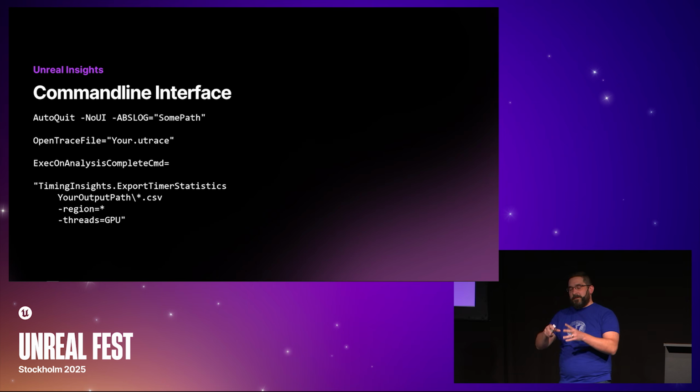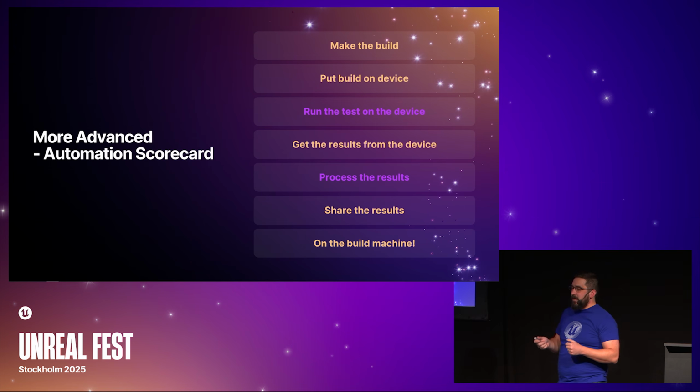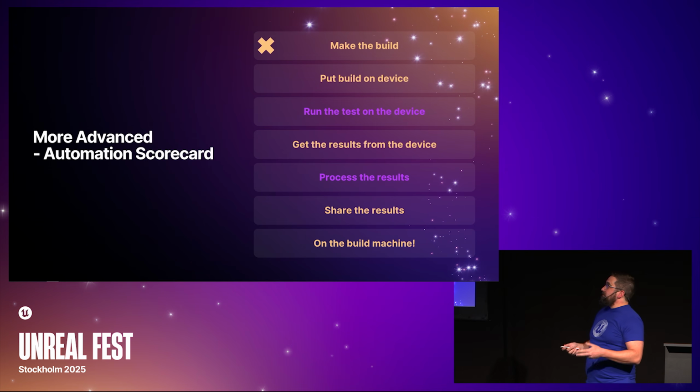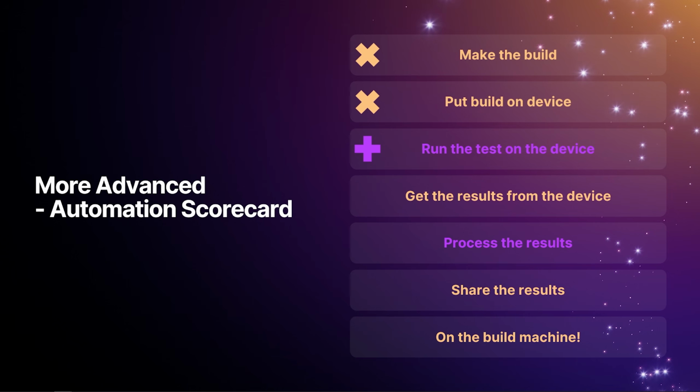Really handy. And then we can scope that to the GPU thread. So because I'm a tech artist, I only care about GPU. I'd never do anything wrong on the CPU, right? And that would be really cool because that would then give me the CSV, and I could go back to Python and kind of automate the processing of that. So let's take a look at that. Still kind of had to make the build, put the build on the device, but I could really quickly run the test on the device.